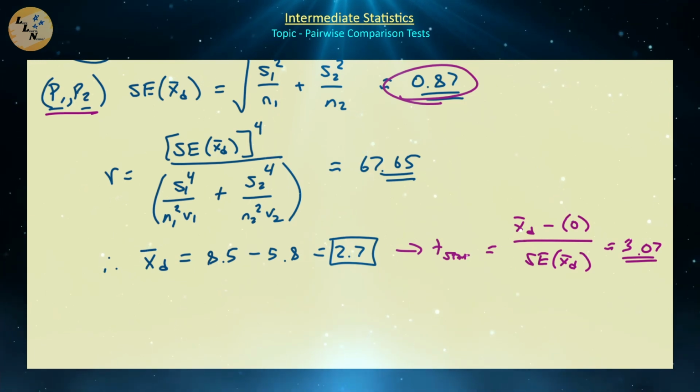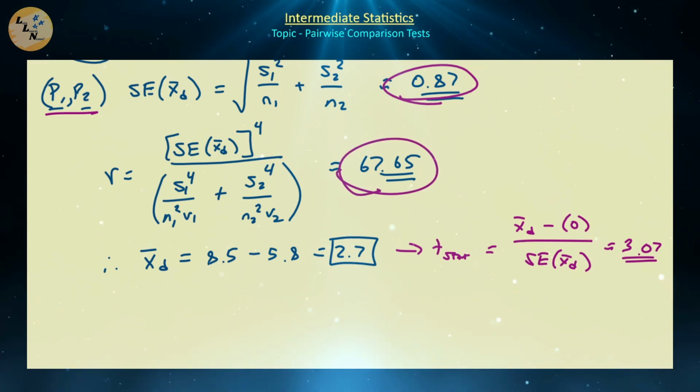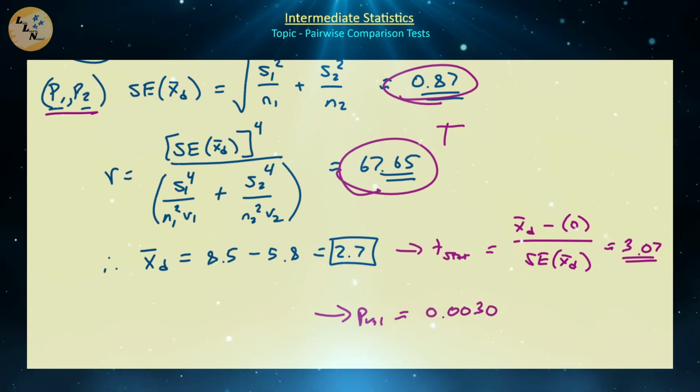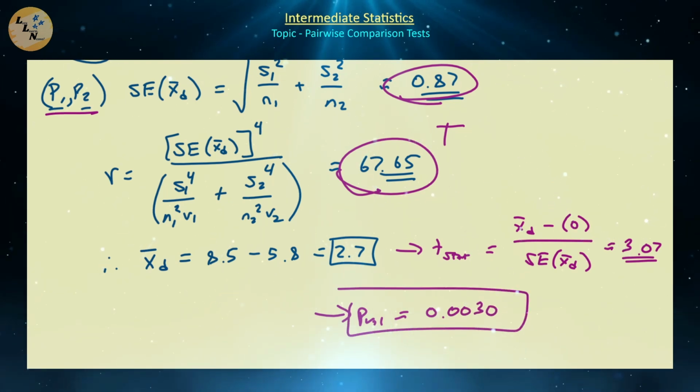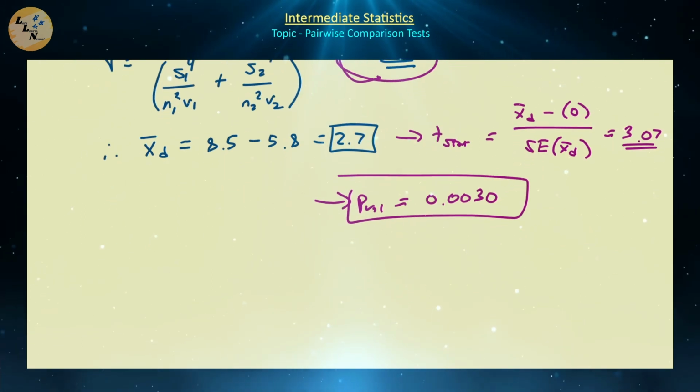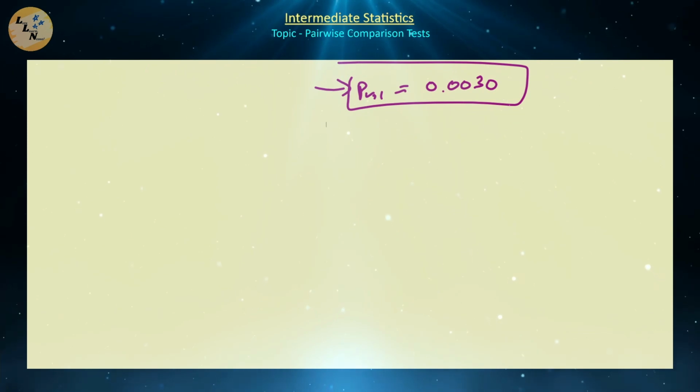So from this test statistic, we already know our degrees of freedom for the t-distribution that we're working with, so we should be able to calculate our two-sided p-value to be approximately 0.0030. We'll come back and interpret this in just a moment. Now let's look at 1,3 and 2,3 in terms of its test statistics and p-values.